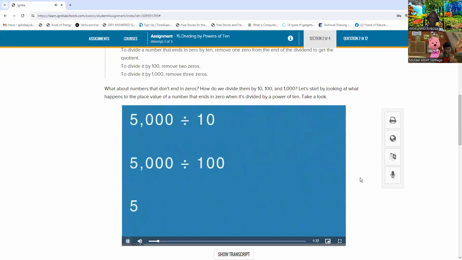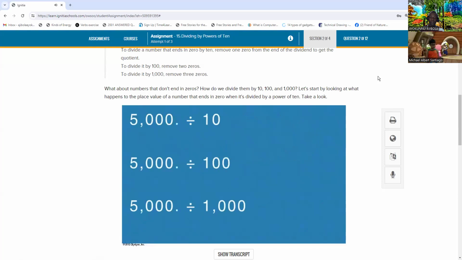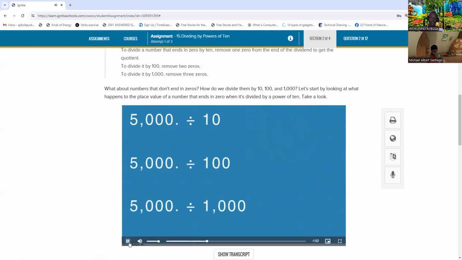Let's look at what happens when we divide 5,000 by 10, 100, and 1,000. Remember that on whole numbers, the decimal point isn't usually written, but it comes at the end of the number. To divide by 10, remove 1 zero from the end of the dividend. 5,000 divided by 10 is 500.